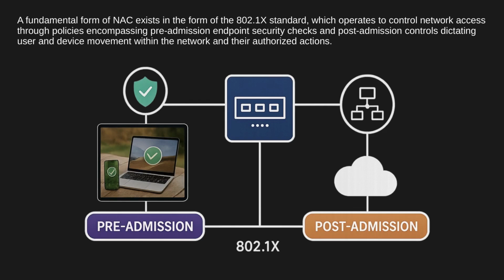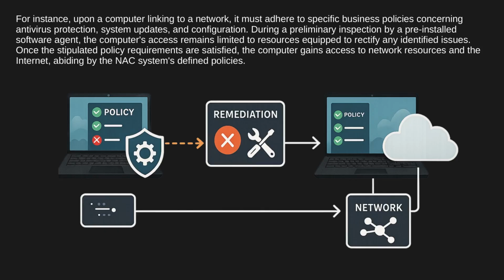actions. For instance, upon a computer linking to a network, it must adhere to specific business policies concerning antivirus protection, system updates, and configuration. During a preliminary inspection by a pre-installed software agent, the computer's access remains limited to resources equipped to rectify any identified issues. Once the stipulated policy requirements are satisfied, the computer gains access to network resources and the Internet, abiding by the NAC system's defined policies.